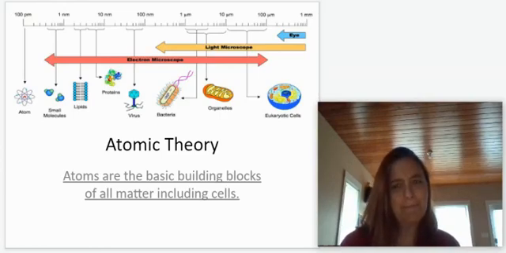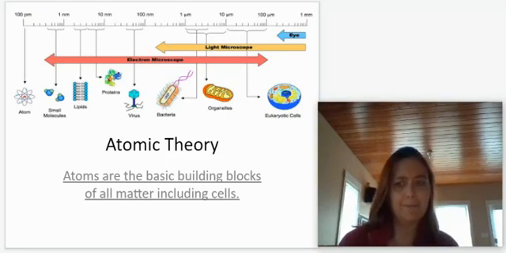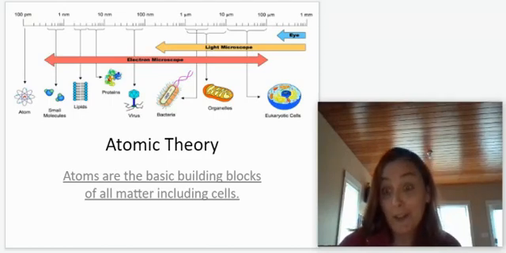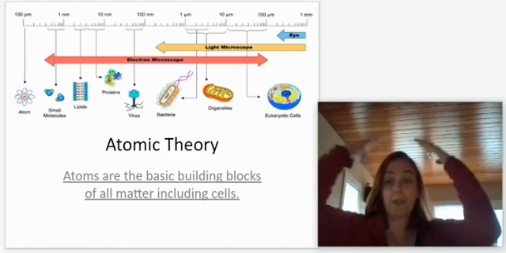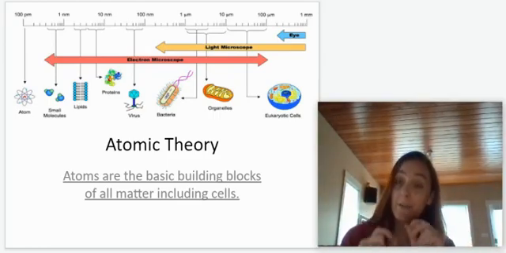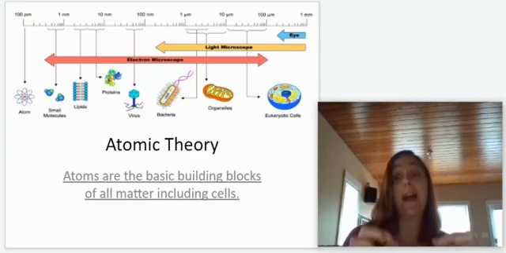But wait, we said living things are made of cells. So which is it? Is it atoms or is it cells, right? Which is it? Well, as it turns out, it's both. Cells are made of atoms. So you, from the top of your head to the tip of your toes, are a walking, talking pile of cells. And each of those cells are made up of atoms.